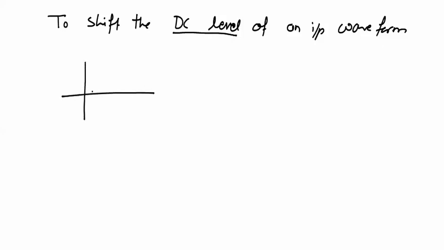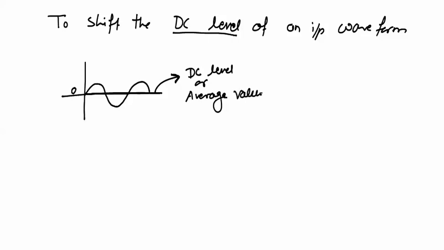Suppose we have this signal. In this signal, this sinusoidal waveform is oscillating with respect to this reference level, which is at 0. And for a sinusoidal signal, this reference level is known as its DC level or its average value. Similar is the case with a square wave also.